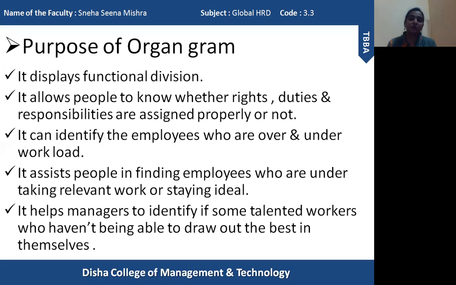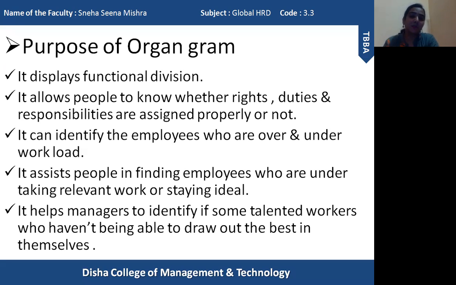So it also reveals the employees who are not doing the relevant kind of job for which they are appointed within the organization. Clear? The next point here says that it helps managers to identify if some talented workers haven't been able to draw out the best in themselves.